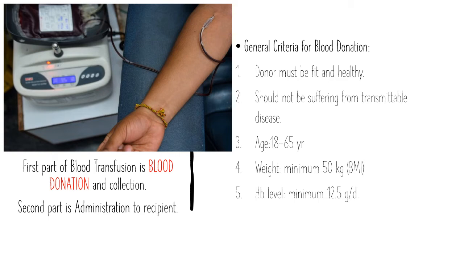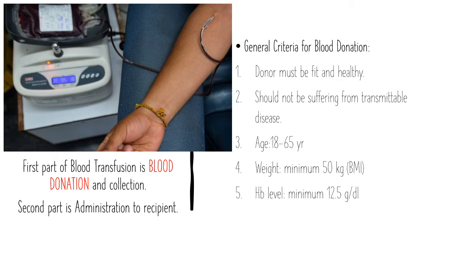These are the general criteria for blood donation. The donor must be fit and healthy. The donor should not be suffering from transmittable diseases. The age can be between 18 to 65 years and weight is minimum 50 kg, or depending on your age the BMI is considered. And the Hb level should be minimum 12.5.